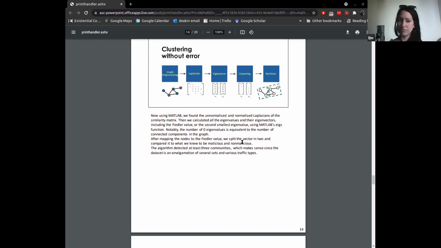And so this is the process: pre-process the graph, calculate the Laplacians, solve for the eigenpairs, and then we're able to cluster and partition the data. So the algorithm detected at least 3 communities.